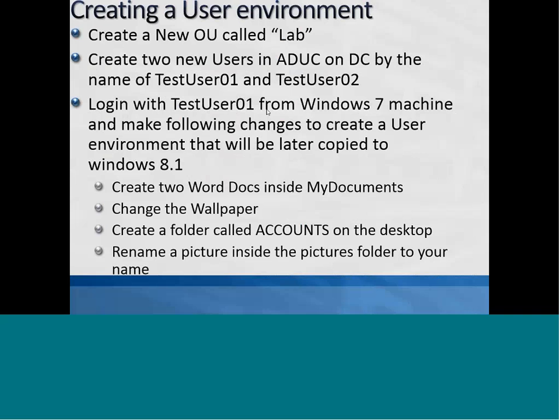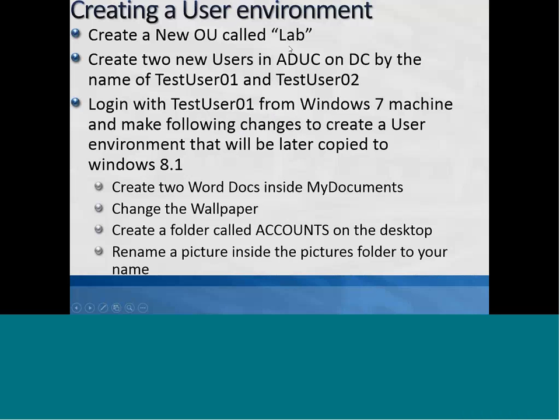And then we're going to log in to our Windows 7 machines. First, as test user 01, create some random folders and files in My Documents, and some files on the desktop, and change your wallpaper as well. Then we're going to log off from test user 01, log in as test user 02, and do the same things, randomly creating some files and folders in My Documents and on the desktop. And then we're going to log off from user 2 as well.